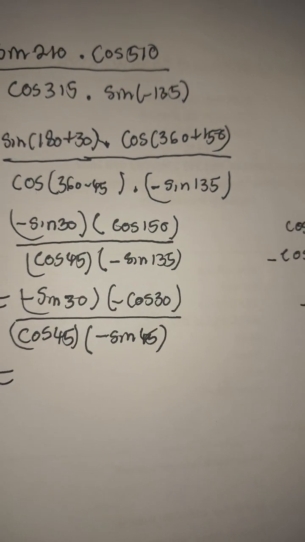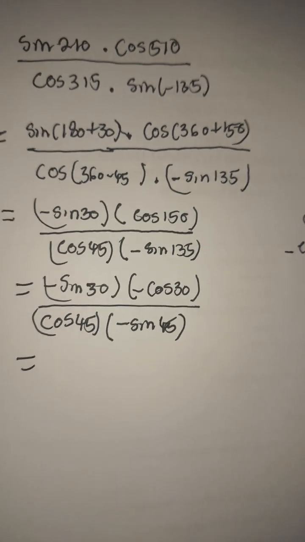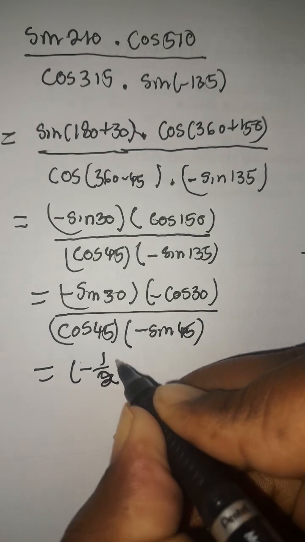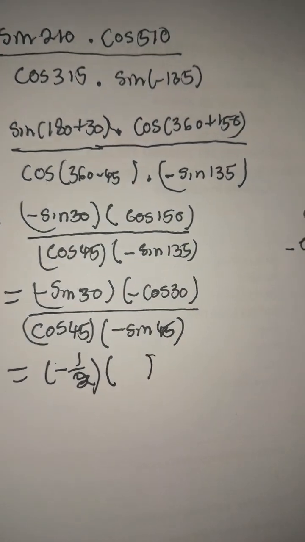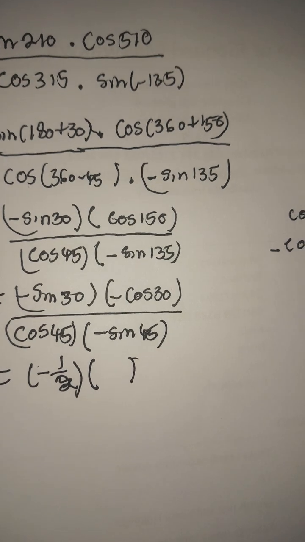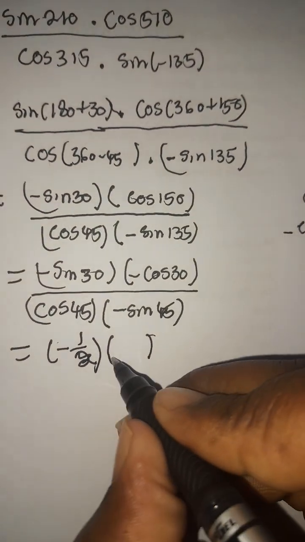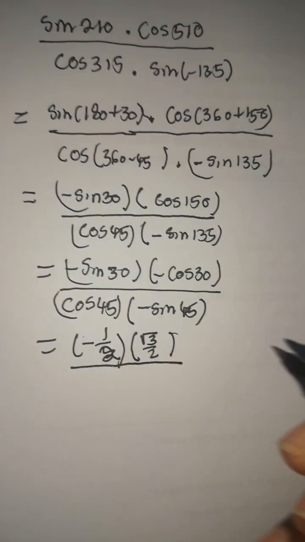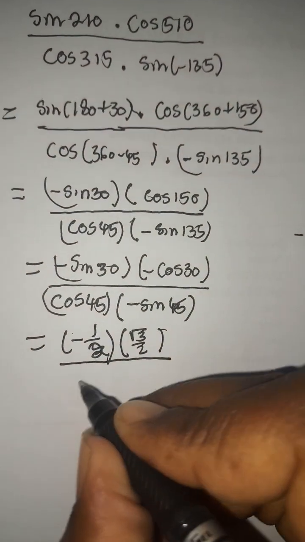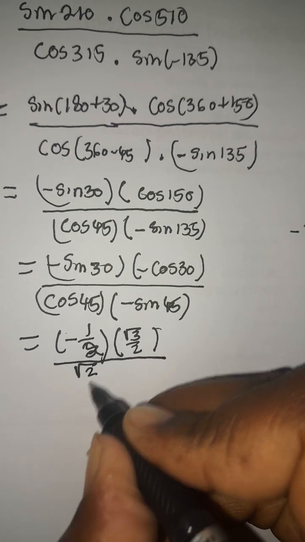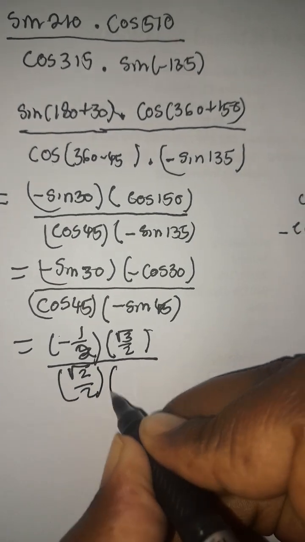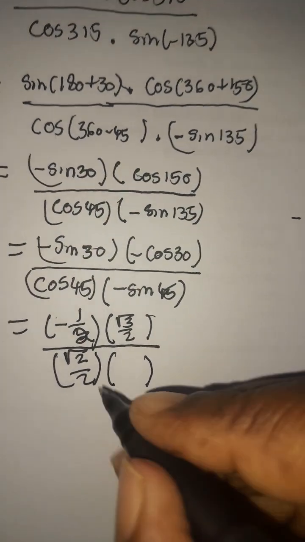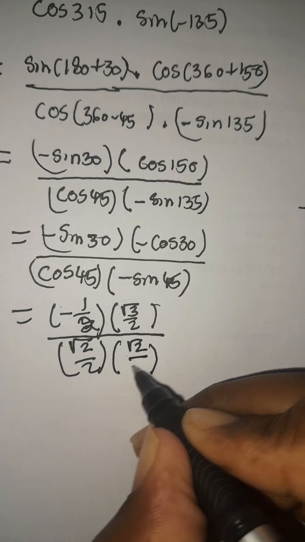What are your special angles? Sine 30, that will be half. What about cos 30? Cos 30, guys, that will be root 3 all over 2. What about cos 45? Cos 45, that will be root 2 all over 2. What about sine 45? Remember, it's also going to be root 2 all over 2.